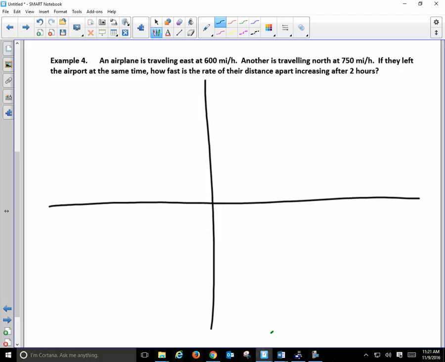So let's move to this situation. We have an airplane traveling east, and then we have another airplane traveling north. It says that they're traveling at certain rates. So we have 600 miles per hour, and we have 750 miles per hour. It says if they left the airport at the same time, how fast is the rate of their distance apart increasing after 2 hours? So, thank you, Pythagorean Theorem.